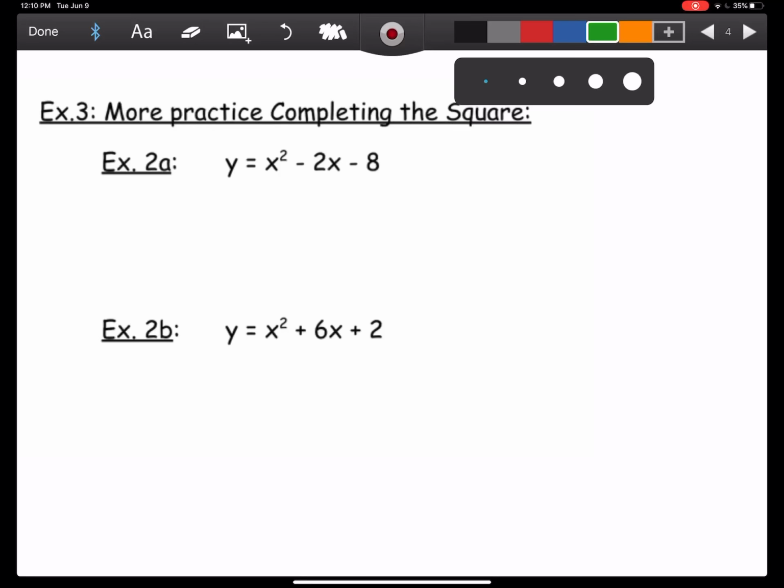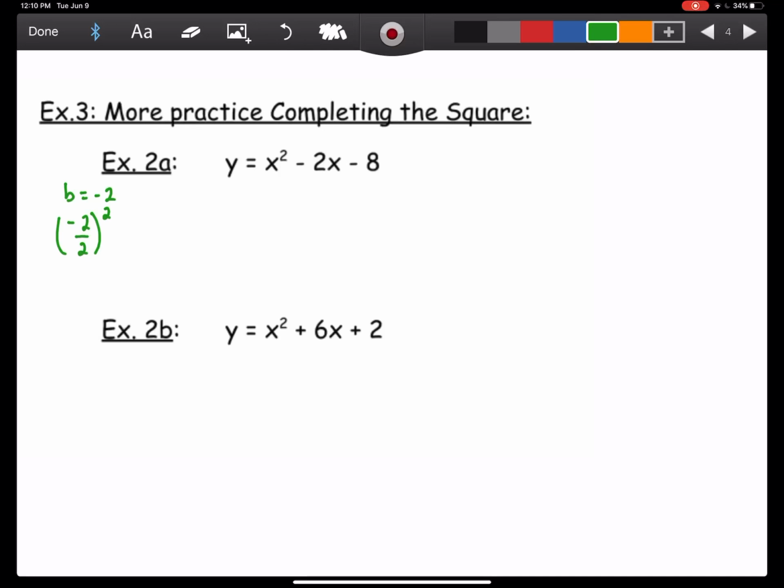So let's take b, which is -2. Let's take -2, divide it by 2, and then let's square it. So that answer is going to give us c. So -2 divided by 2 is -1 squared. And -1 squared is 1, and that's going to equal c.